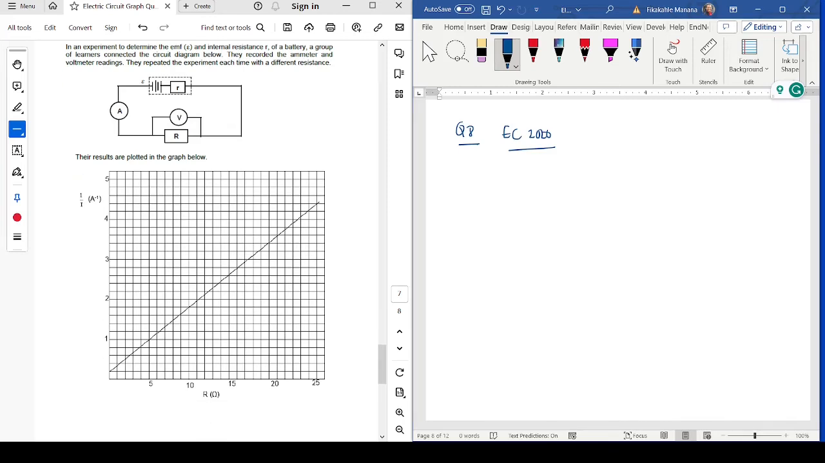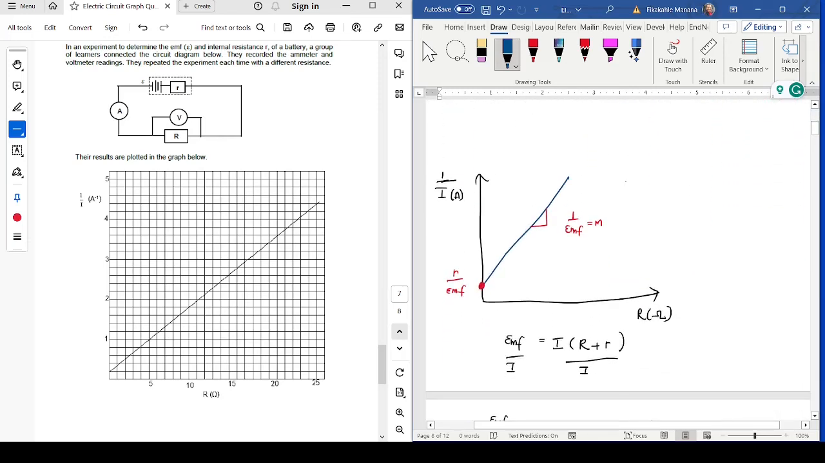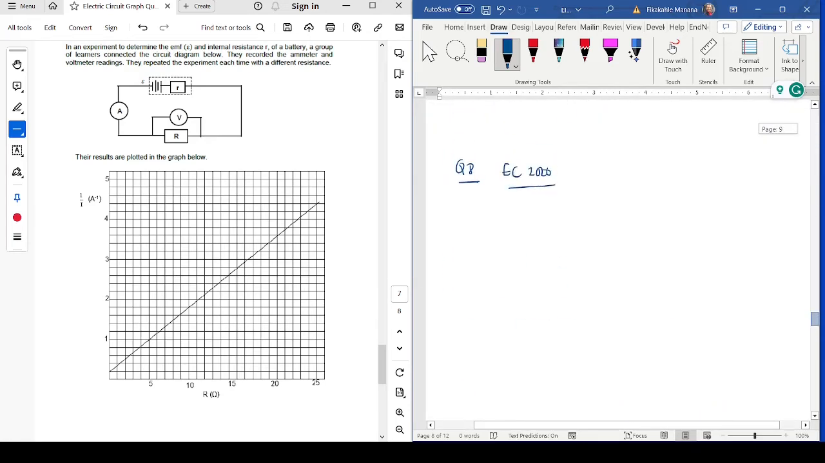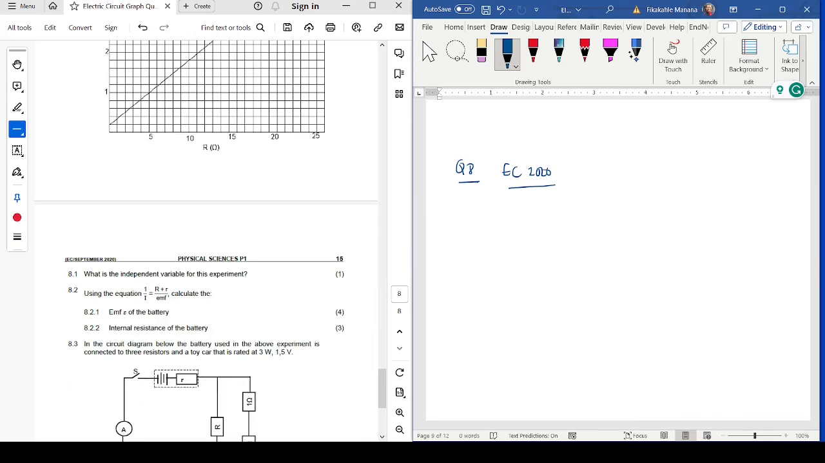All right, so we have 1 over I versus R. Okay, if they talk about EMF, we're going to refer to this graph over here, 1 over I versus R, where the y-intercept is internal resistance over EMF, and our gradient is 1 over EMF. Okay, so using that knowledge, let's see what questions can we answer here.